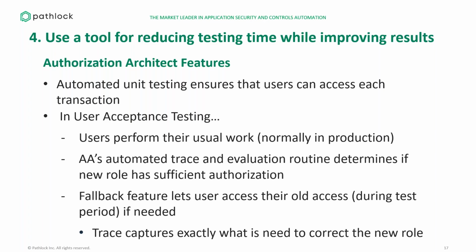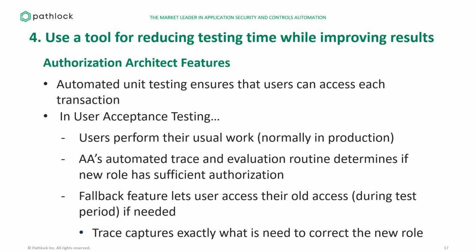But in using this tool, the users are going to perform their usual work. So an AP clerk is going to process invoices, that's what he normally does. He's going to do his normal operations. And in production, he could do real work. In QA, you'd have to have sample data and all that kind of stuff for him. But he'll do his usual work, and AA is going to check that new role that's assigned to him.